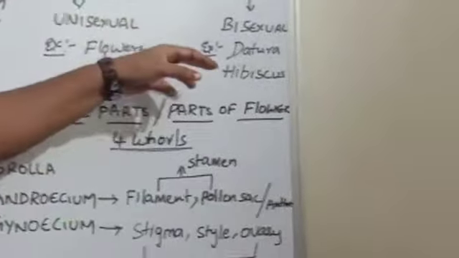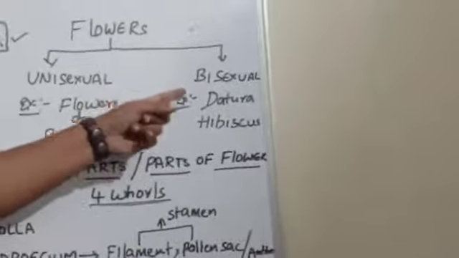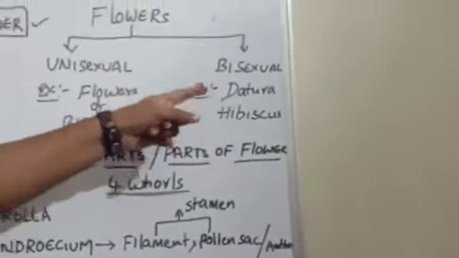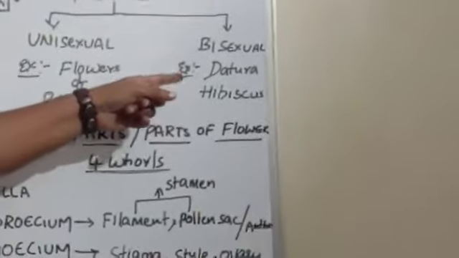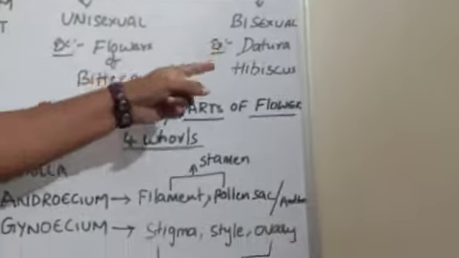And the next flower is the bisexual flower. The name itself indicates that bi means two. A flower which contains both male and female reproductive parts is called a bisexual flower. Examples of such flowers are datura and hibiscus.